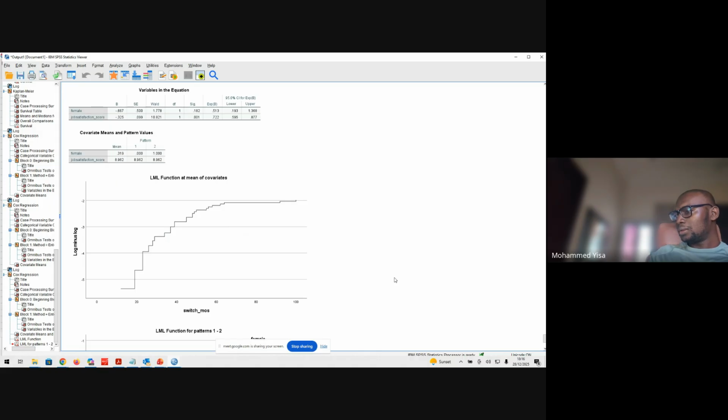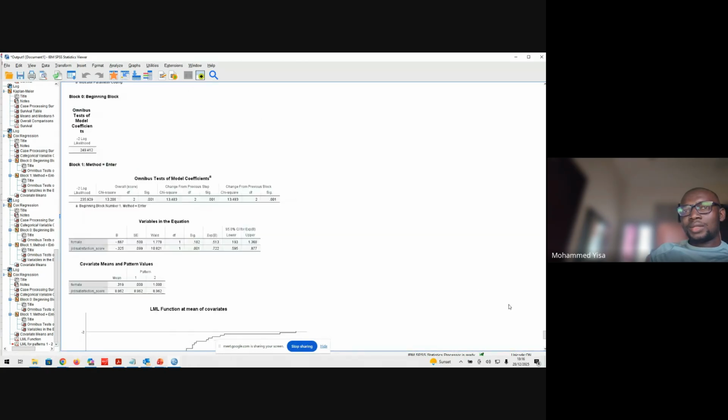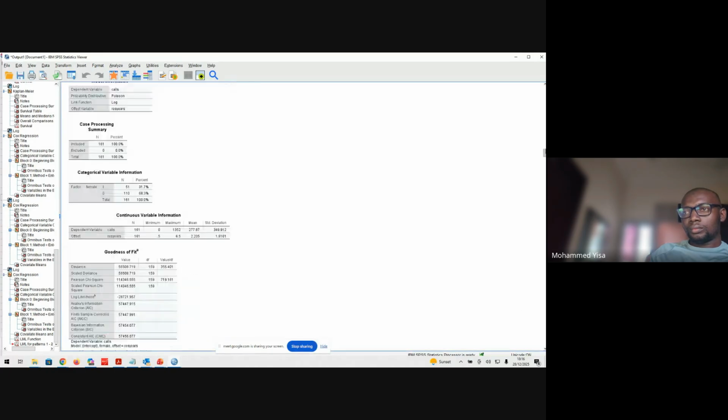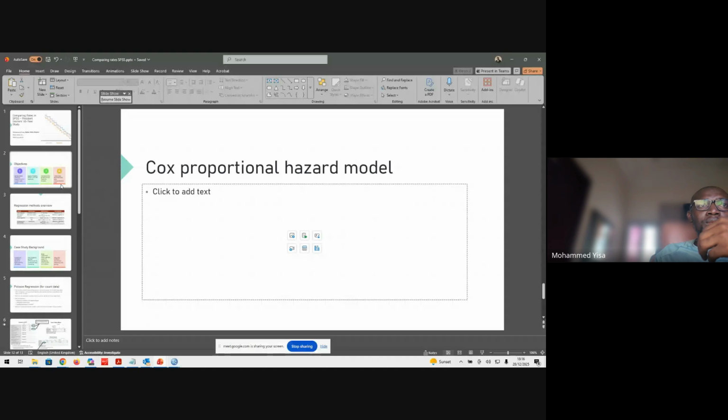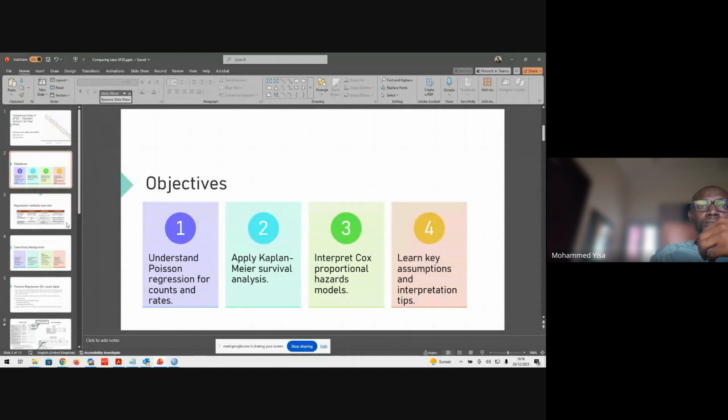Anyone else? Okay, I think we have actually, this is the first time we're covering the material in such record time, but we have gone through the models that we said we were going to discuss, which are the Poisson, Kaplan-Meier, and the Cox proportional hazard models, as well as talking about the assumptions for the individual tests.